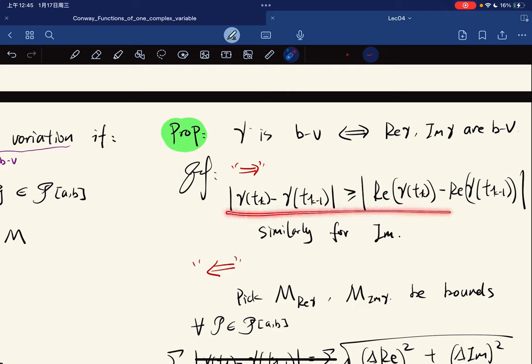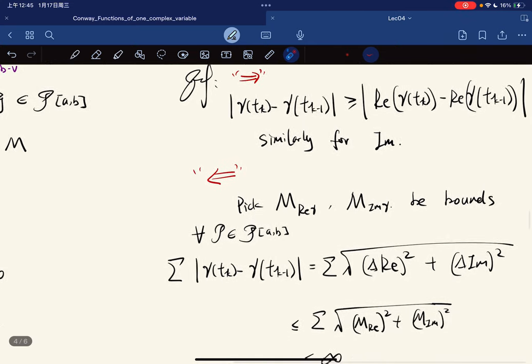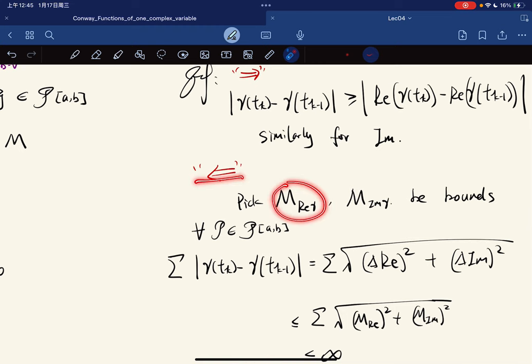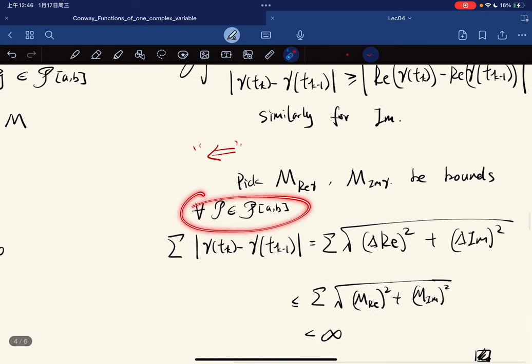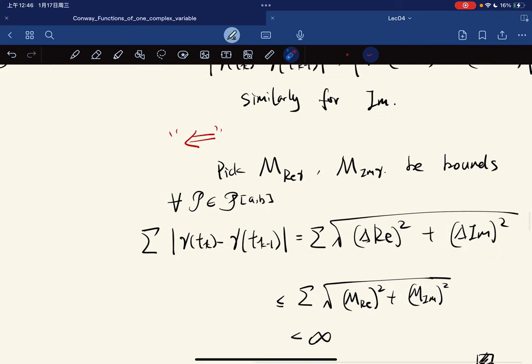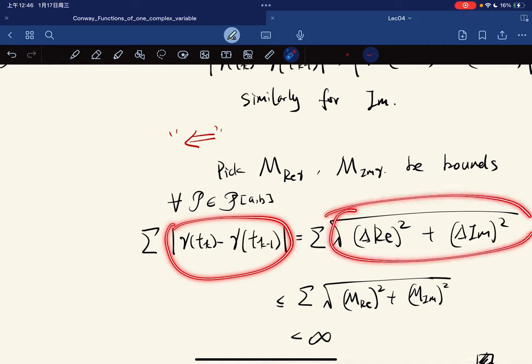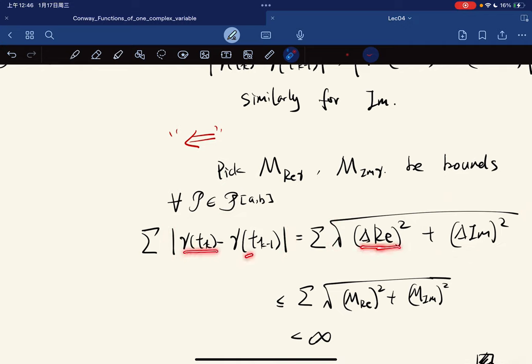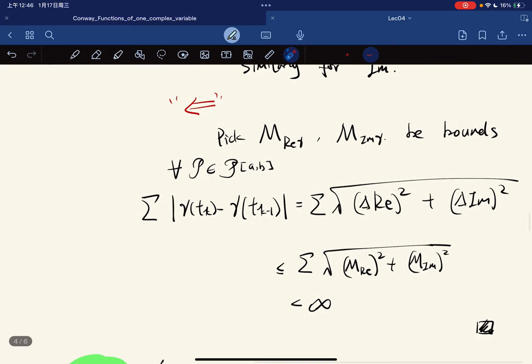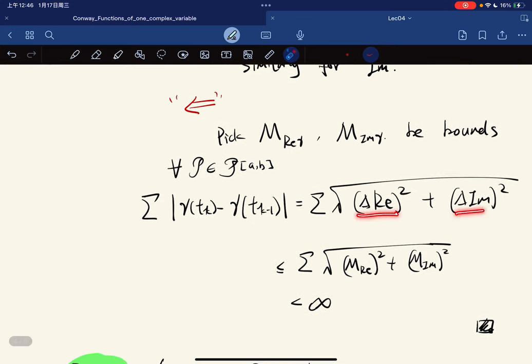Yeah, this is true. And for this direction, we pick a bound for the real and imaginary parts. Now for any partition, this sum is equal to this sum, because this is really just the difference of the reals, like those. I'm just abbreviating some notation. And each of them is bounded. So it's just this, but this is a finite sum, so it's bounded, so we're good.